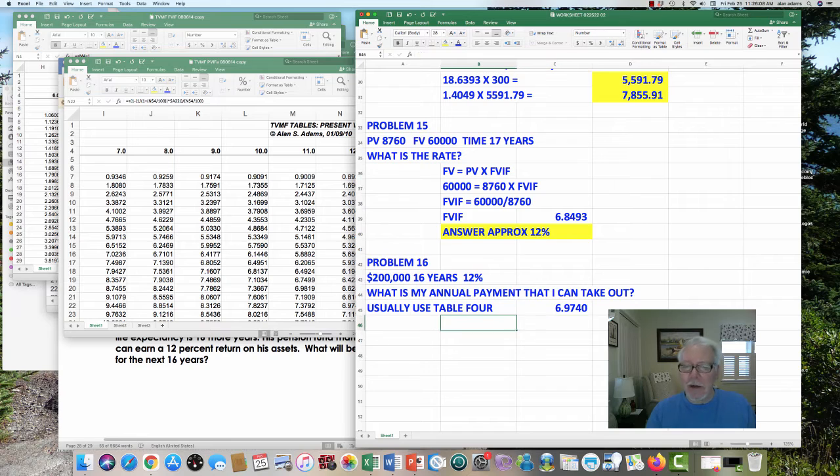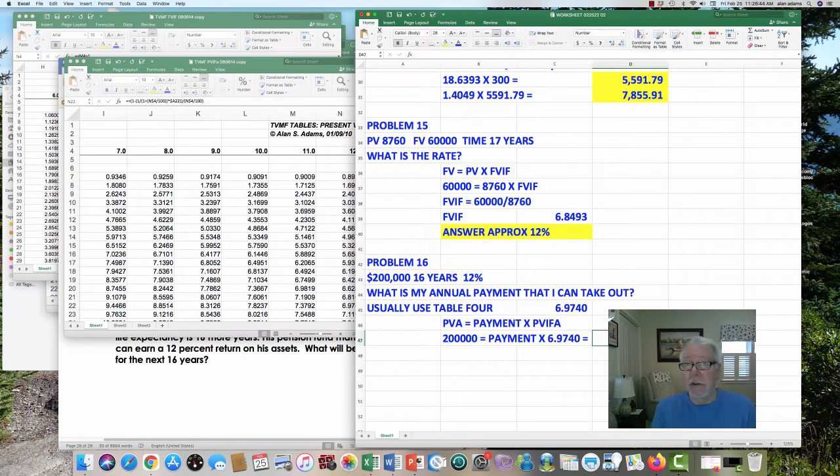What do I do with that factor? Well, friends, what is the formula behind table number 4? To find the present value of an annuity, you take one payment and multiply it by the PVIFA. Plug and play. I know what my PVA is. How much do I have today? It's $200,000. What is my payment? I don't know. That's what I'm trying to find out. But I now know what my PVIFA is. It is 6.9740.